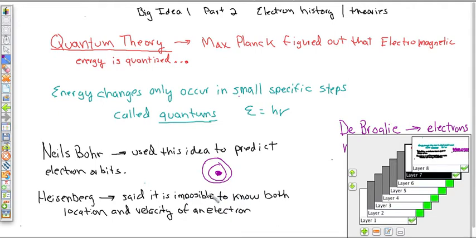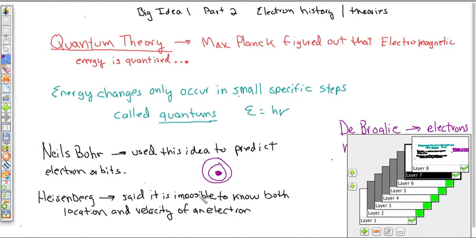Heisenberg further defined his idea, because it worked great for hydrogen but seemed to be confusing with other things. Heisenberg said it's impossible to know both the location and velocity of electrons. So his principle was called the uncertainty principle. He said we can't know that the electron is in this exact orbit. We can define a three-dimensional area where it's probable that it could be at any one given time, but it's not possible to ever know exactly where it is. It's just got some probability that it's in this area.